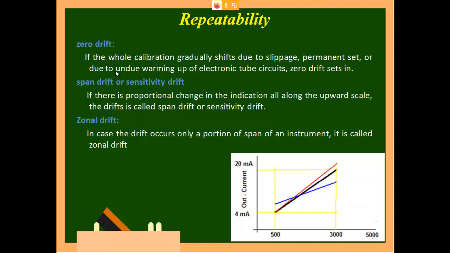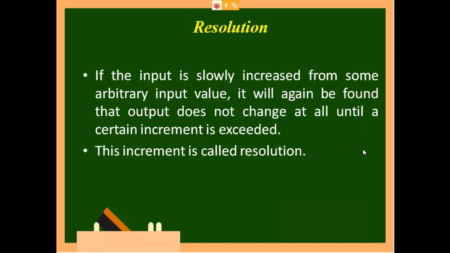So at the entire scale of your operation there is a shift. It is shifting from its initial value that should be shown, and there is an error. Okay, zonal drift is the same as span drift, only it is for a particular span alone. If it is deviating only at a portion of the span of an instrument, then we call it zonal drift. So next we have to move to resolution.